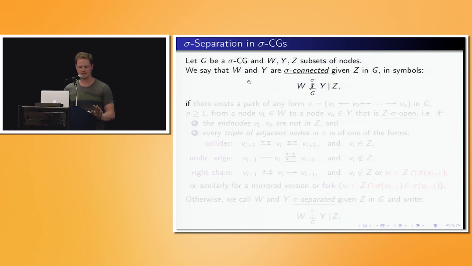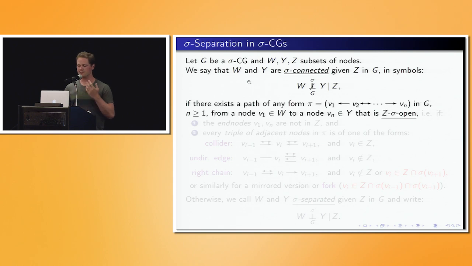So sigma separation, what is it? If you have a sigma connection graph with directed, bidirected and undirected edges, plus a segmentation, then we say that two subsets of the nodes are sigma connected given a third one in G, in symbols as written there, if there exists a path of any type, including directed, bidirected and undirected edges, that is Z-sigma-open. That means that the end nodes are not in Z.